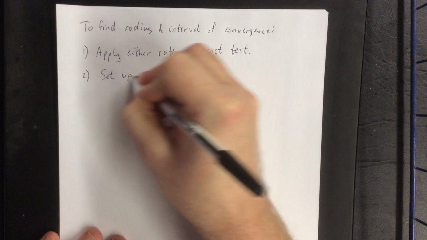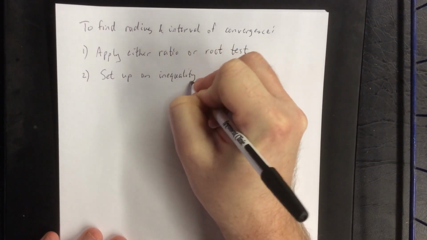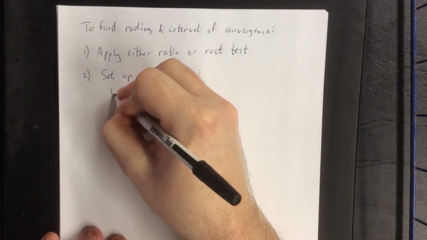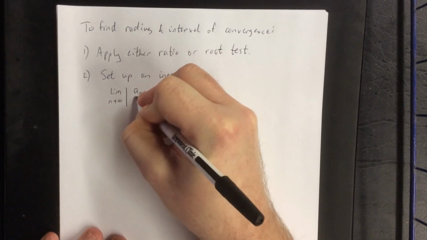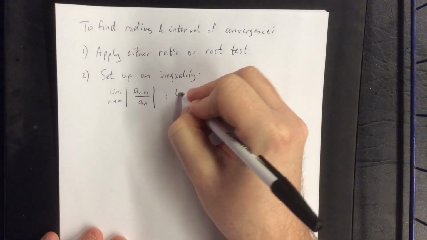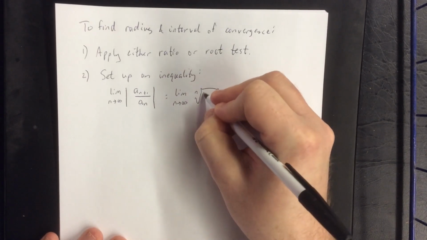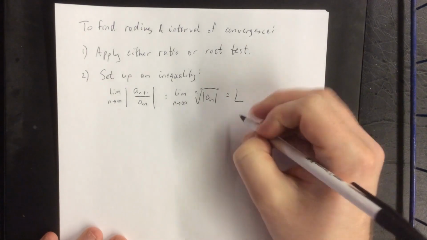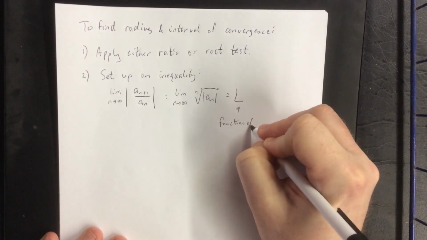This is going to set up an inequality. So regardless of whether you're using the ratio test or the root test, you'll be taking the limit as n goes to infinity. For the ratio test, it'll be a sub n plus 1 over a sub n. Or for the root test, you would be setting up the limit as n approaches infinity of the nth root of the absolute value of a sub n. And in either case, you're going to get some expression. This expression is going to be a function of x.